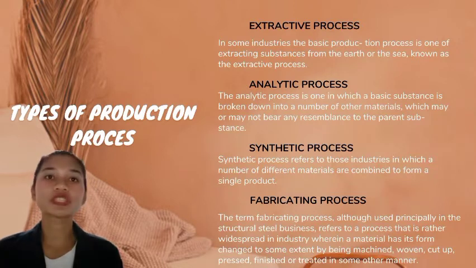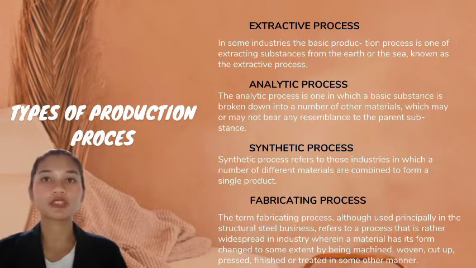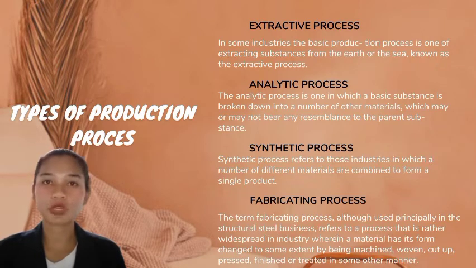So let's have the first subtopic, which is the types of production processes. Production is the process by which the materials used in the industry are made into the things that industry or consumers want. Production processes are extractive, analytic, synthetic, and fabricating.